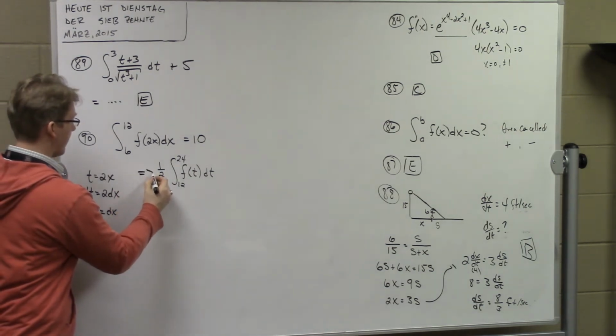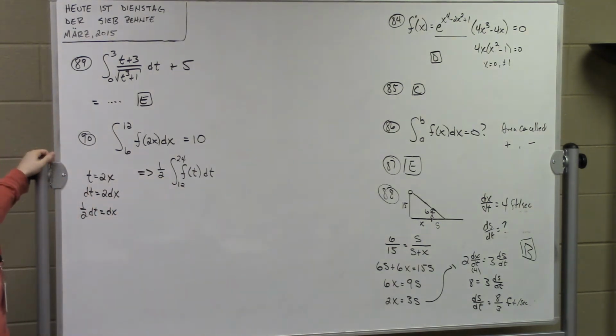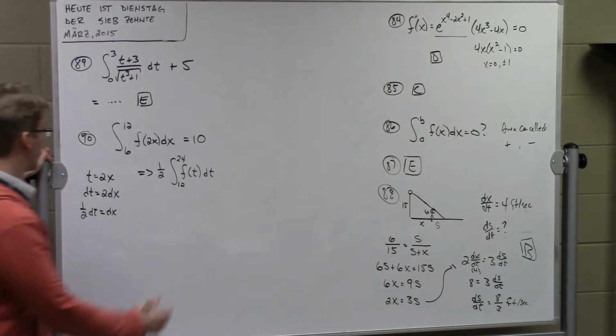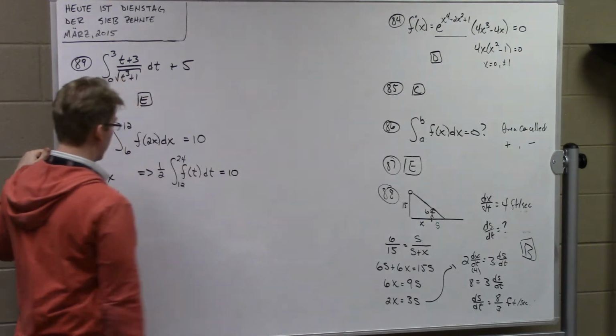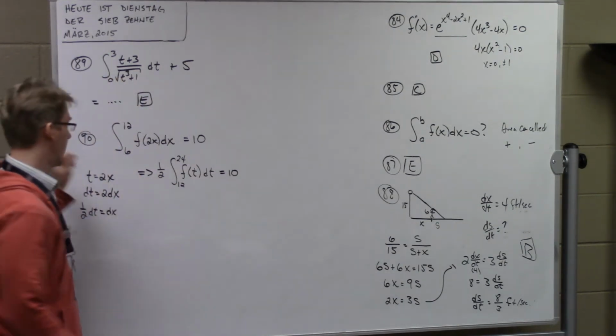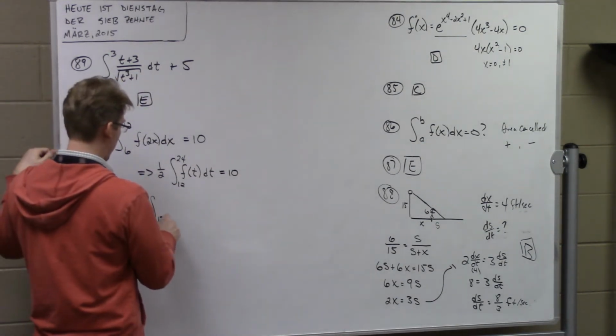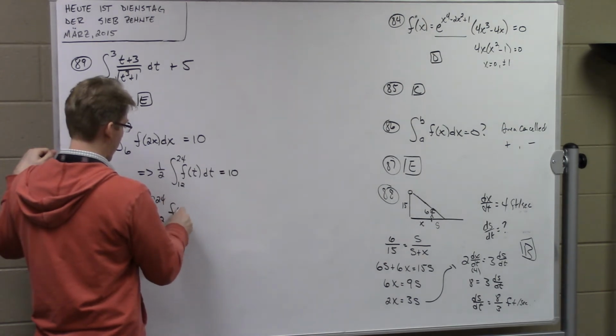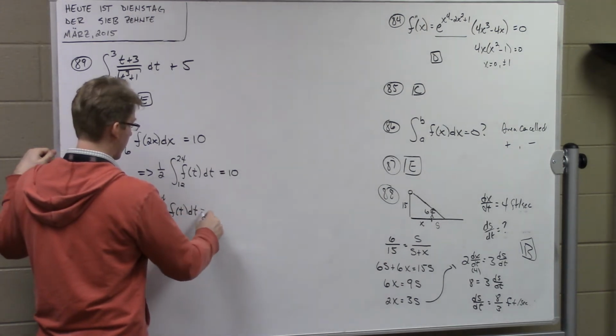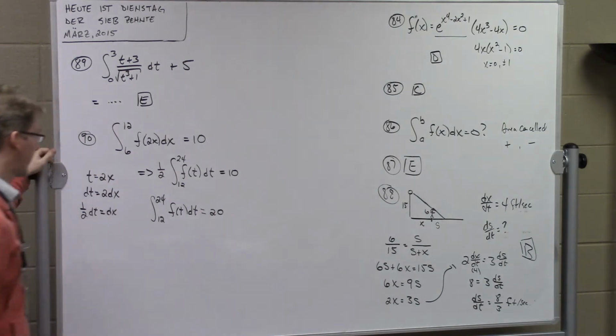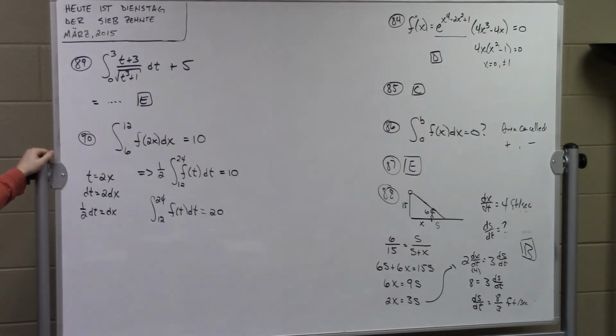So that should still be equal to 10. Did they do something with the 1/2? Yes, they brought the one half over to the other side. There it is, 20. So the integral from 12 to 24 of f of t dt is equal to 20. That one was a fancy way of doing a U-sub problem, a sneaky way of doing it.